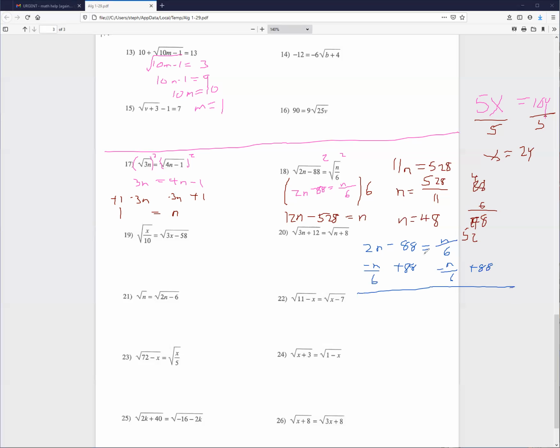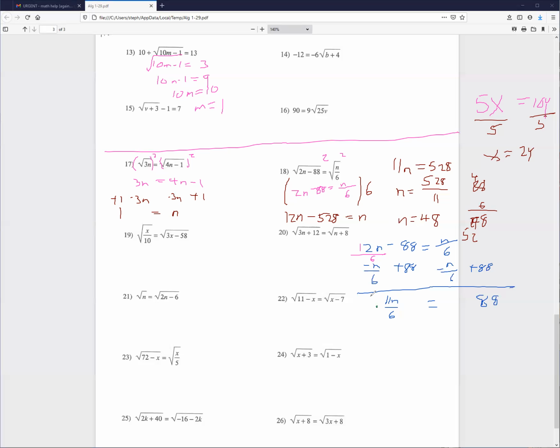And said, all right, this 88 and 88 go away. The n over 6 and n over 6 go away. We've got an 88 over here. We've got 2n minus n over 6. Let's remember that if we made a common denominator, this would be 12n over 6. So we've basically got 11n over 6 equals 88, which is the same thing as 11/6 n.